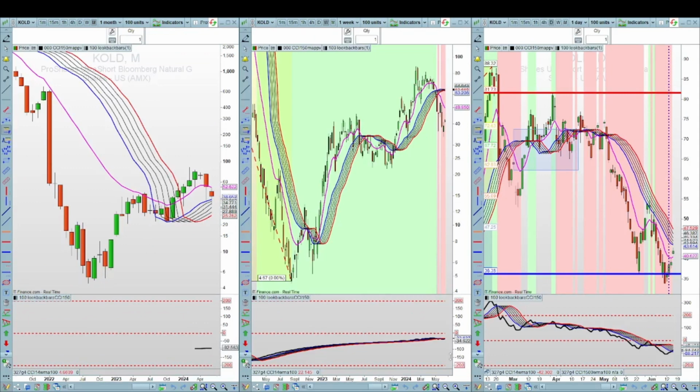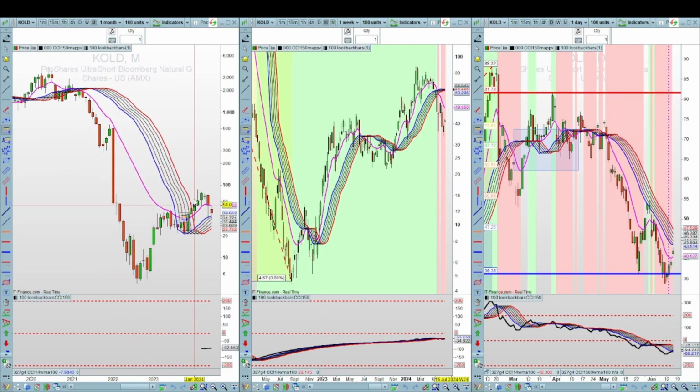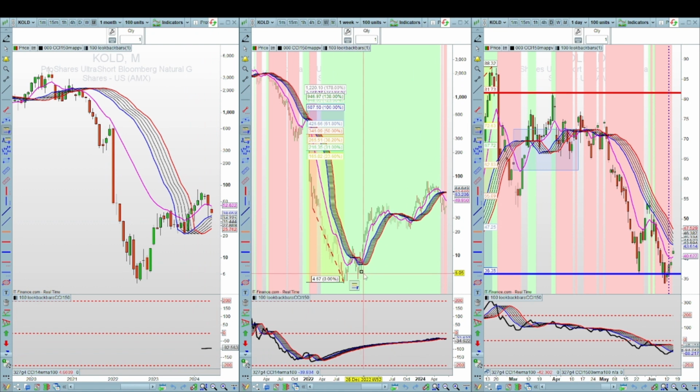Now, KOLD goes in the opposite direction, as you well know. You can see here it's broken above the moving averages on the monthly of the price chart, but no CCI shown on the monthly. On the weekly chart, we did have a bullish divergence here. You can see there higher lows on the CCI versus lower lows on the price, and it's bounced. You can see there it's made a nice little bounce, but not quite as high as the 23%, but still made a nice little advance.